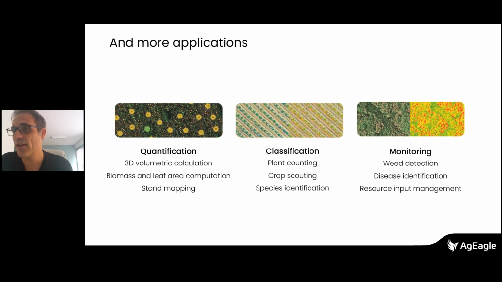You just need to have the X, Y, Z information of each point, and that you can get with the panchromatic band as well, at a very high resolution. Biomass and leaf area computation, stand mapping, classification, plant counting, crops counting, species identification, now enhanced with the new dual camera that came out. So you have now 10 bands, plus the panchromatic band for the pan sharpening of all bands. Ideal tool for species identification and land use classification.